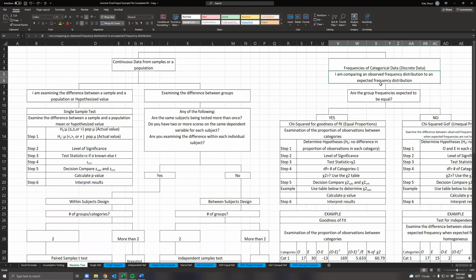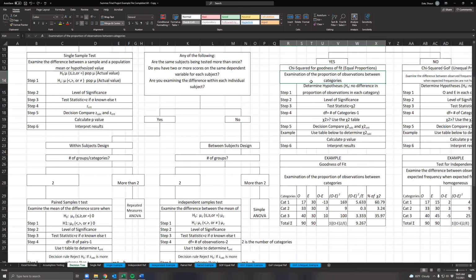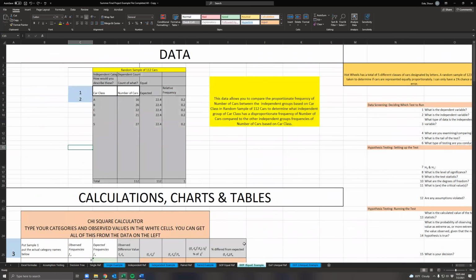I'm comparing an observed frequency to an expected frequency distribution. Are the group frequencies expected to be equal? In other words, do you expect all the categories that you have to be equal? If the answer is yes, then you can do chi-squared goodness of fit for equal proportions. No is chi-squared goodness of fit for unequal proportions. So the answer is yes, so we're going to do chi-squared goodness of fit for equal proportions. And here is how you would do it all the way down, which we're not going to go through right now because we are going through the example file.